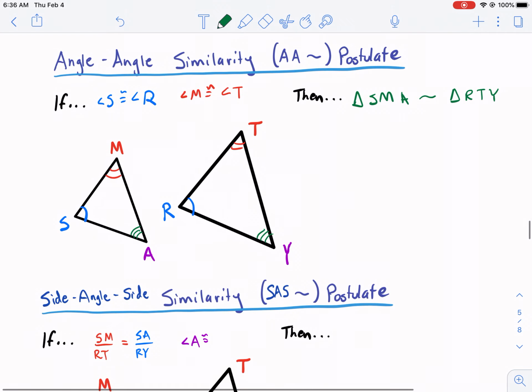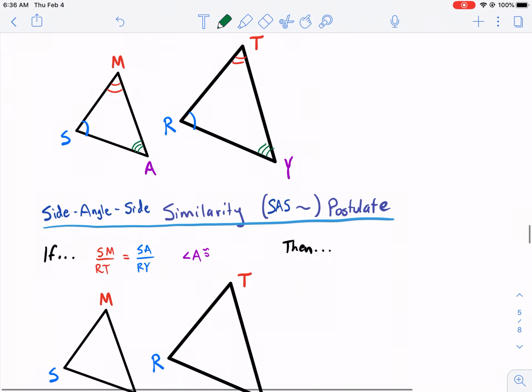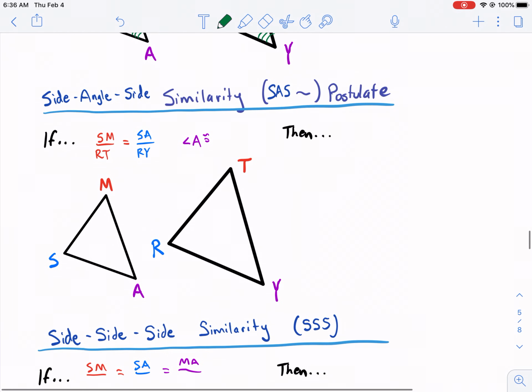So when we're talking about triangles specifically, all we need is two angles given. We know the third angle is going to be congruent, and the triangles are going to be similar. So pretty cool there. All you need is two angles to know that triangles are similar. Next up, we have side-angle-side similarity.